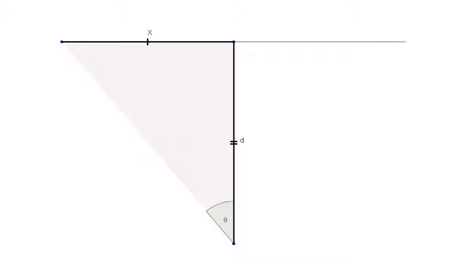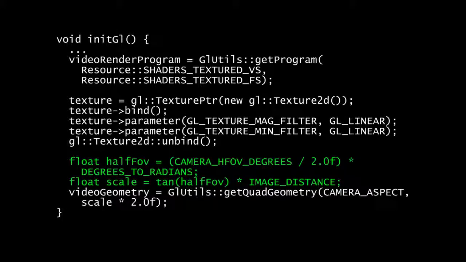If d is the distance at which we will render and theta is half the overall horizontal field of view, then x over d is equal to the tangent of theta. Therefore x is d times tan theta. That's what we assigned to the scale value, but that's only half the width that we want to render, so we double it when we pass it into our getQuadGeometry function.